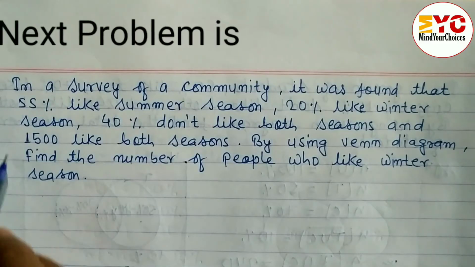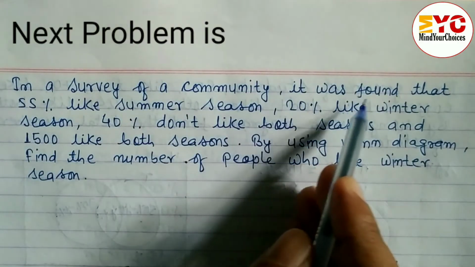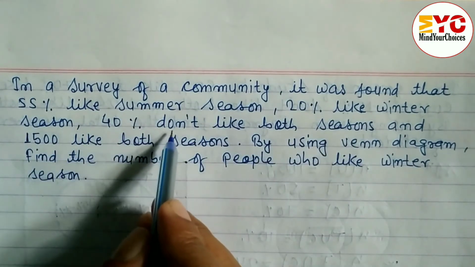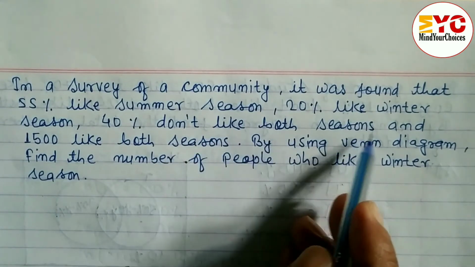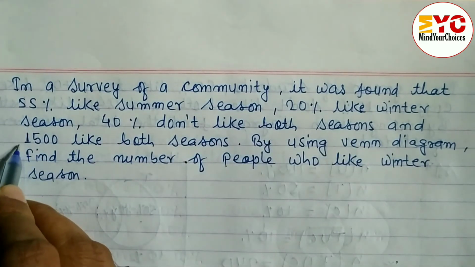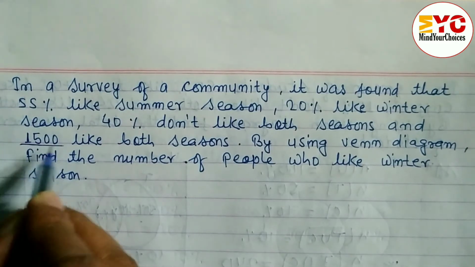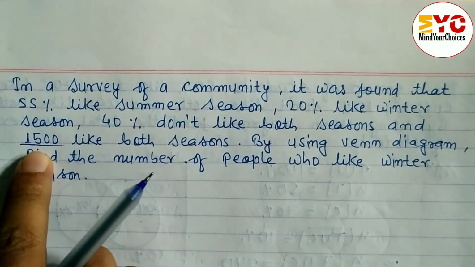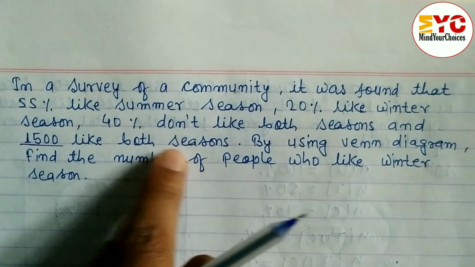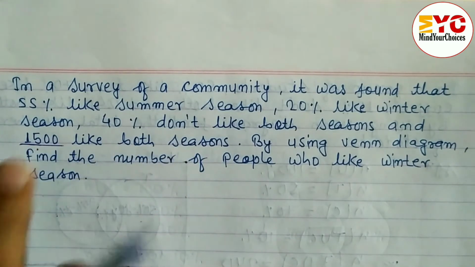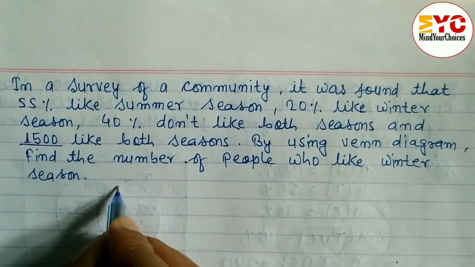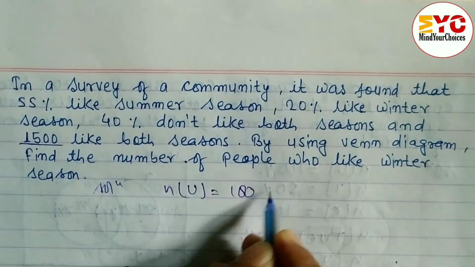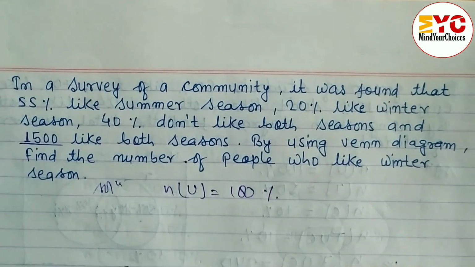We have a question. In a survey of a community, it was found that 55% like the summer season, 20% like the winter season, 40% don't like either season, and whatever is given. You can see here, first of all, that 1500 like both seasons. All the others are given in percentage, but this one is given as a number, 1500 like both seasons. So we have to find this in percentage.